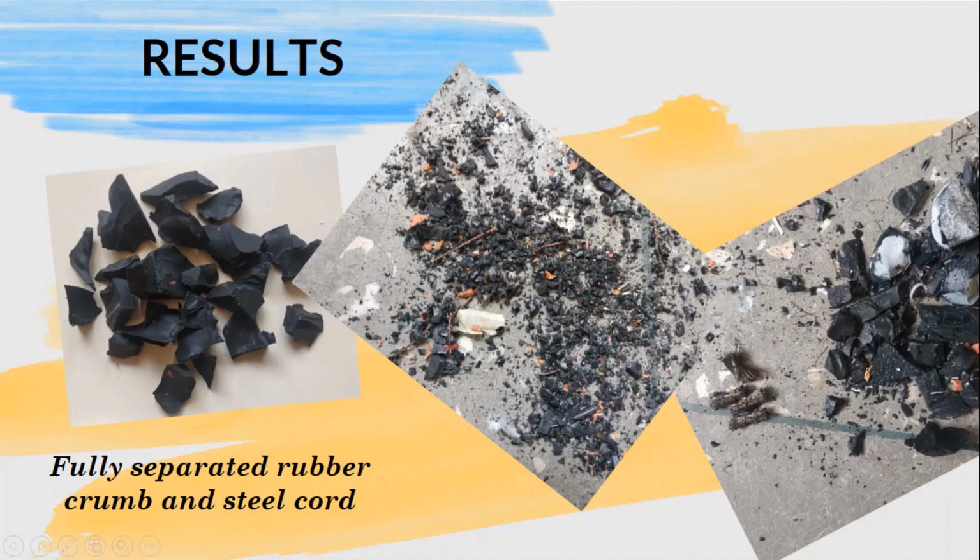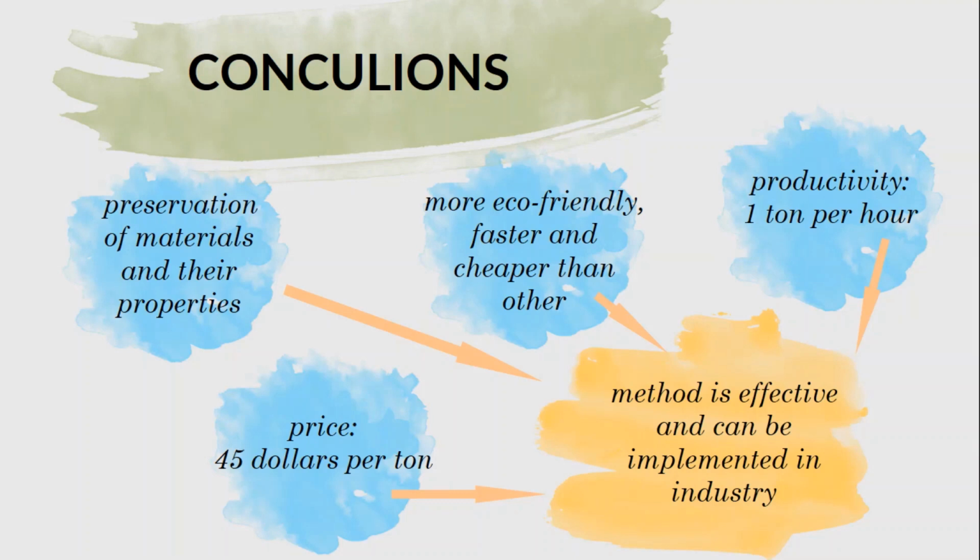It is also important that we can use this method to process tires from synthetic and natural rubber. To sum up, we can point out that the cryo-vibrating method preserves materials and their properties. That method is more eco-friendly, faster and cheaper than others. Productivity is a ton per hour and price is about $45 per ton. This is the money which we spend on liquid nitrogen and electricity. And the main conclusion is that the method is effective and can be implemented in industry.